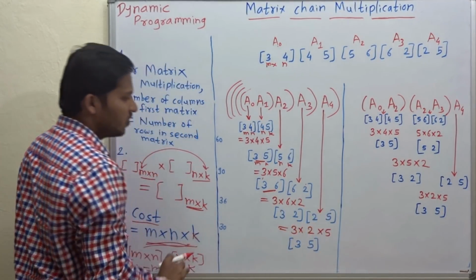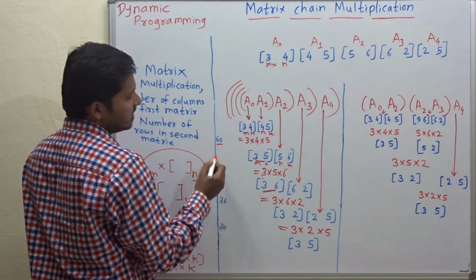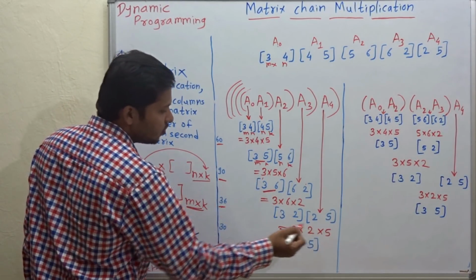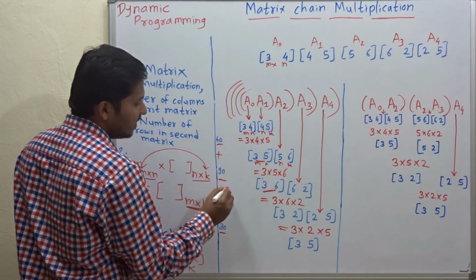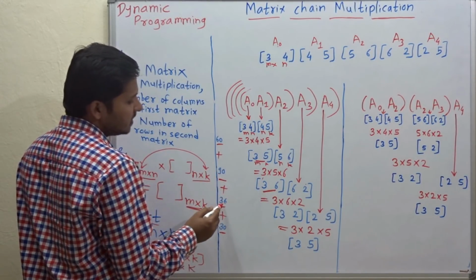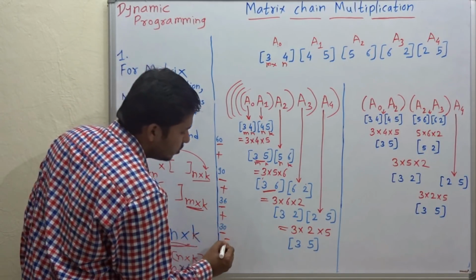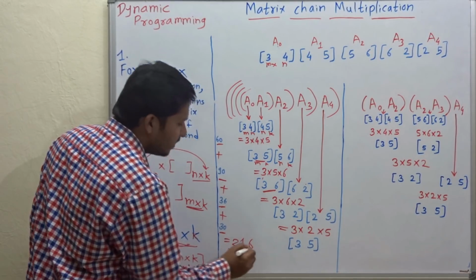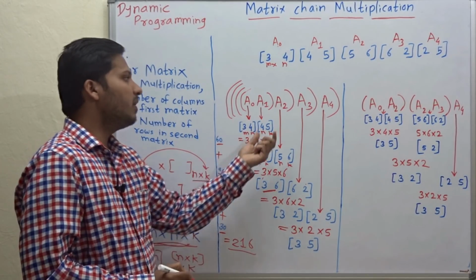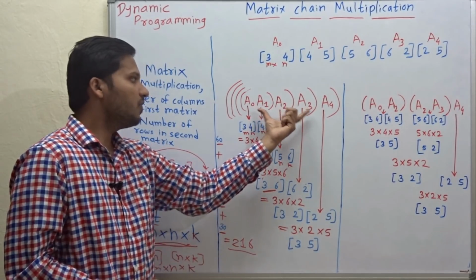Okay. So let's calculate the total cost. See, 3 into 4 into 5 is 60. 3 into 5 into 6 is 90. 3 into 6 into 2 is 36 and 3 into 2 into 5 is 30. So let's add them. Okay. So 60 plus 90 is 150 plus 36 is 186 plus 30. So that is equal to 216. So there are total 216 multiplications taking place when we multiply these 5 matrices in this way.